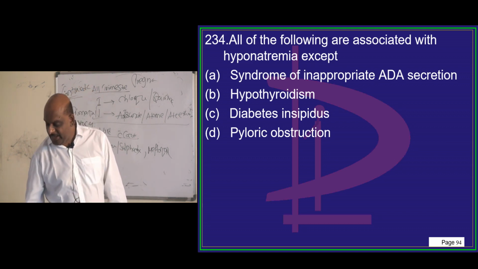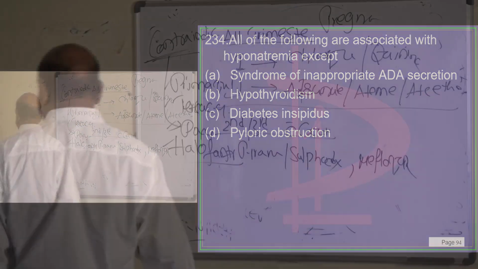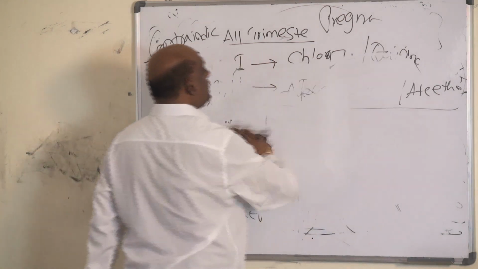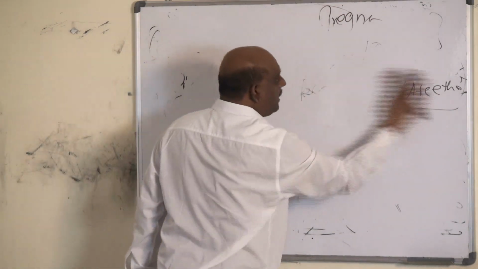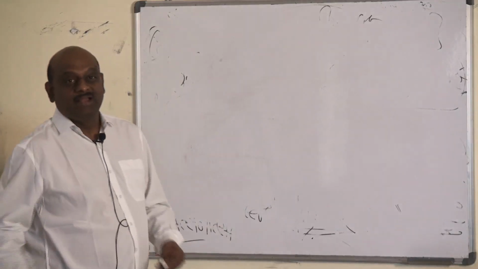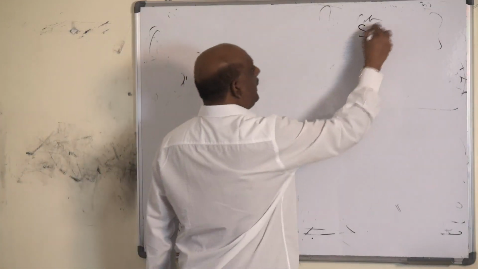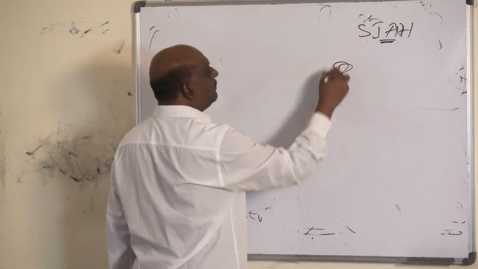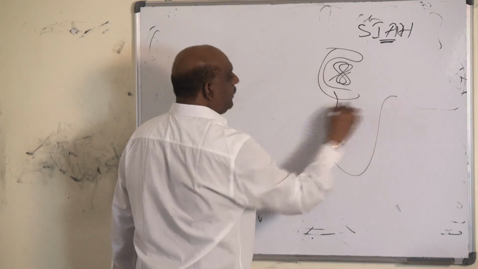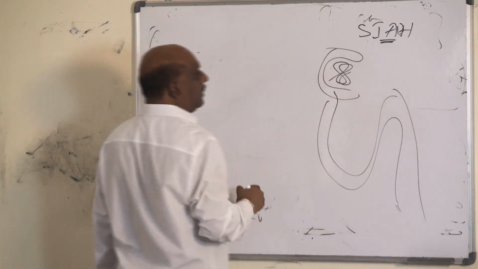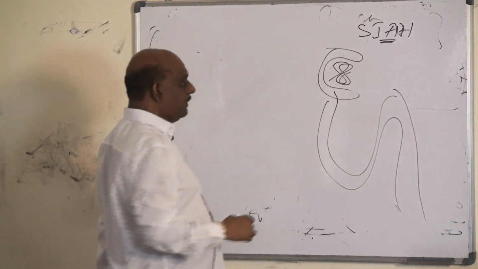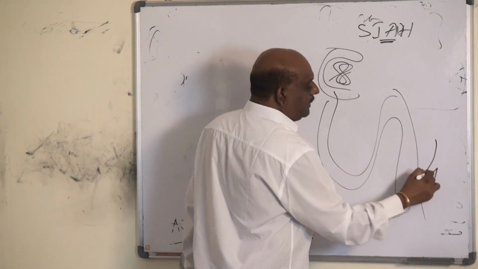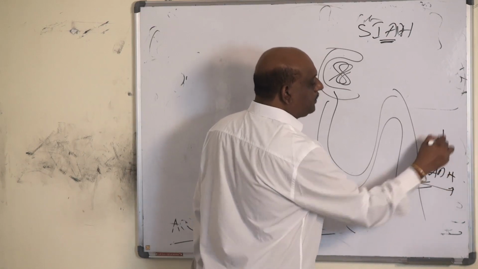And why does SIADH lead to development of hyponatremia, doctor? What is the reason for that? One of the favorite questions of the examiner. Why does hyponatremia occur in SIADH? Once you have SIADH, there is excess antidiuretic hormone. So that is the reason in your collecting duct where ADH acts, there is excessive water reabsorption.